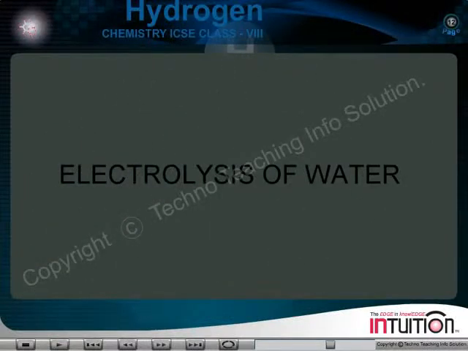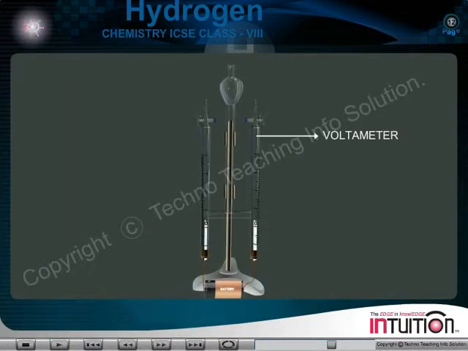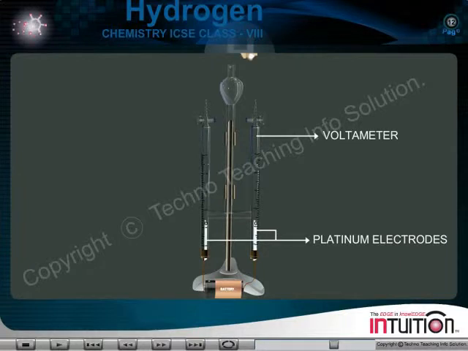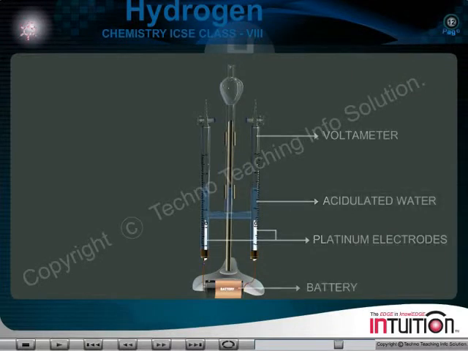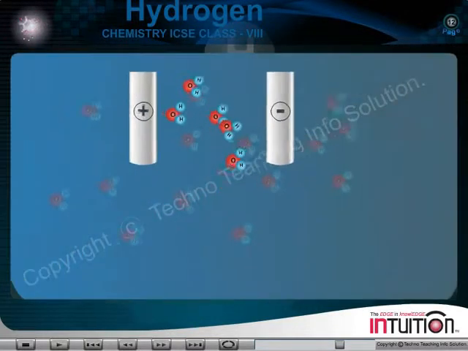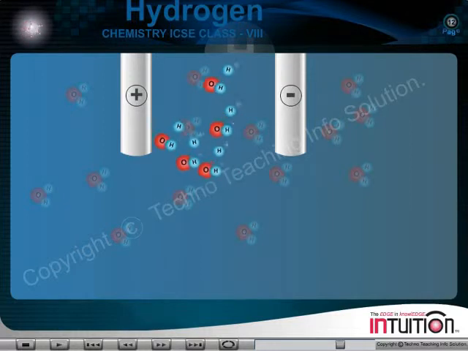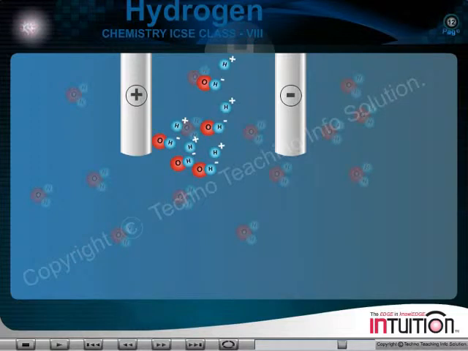Electrolysis of water. A voltameter is fitted with 2 platinum electrodes. Some acidulated water is poured into the voltameter. Now, the current is passed from a battery. The water then decomposes into H+ cations and OH- anions.